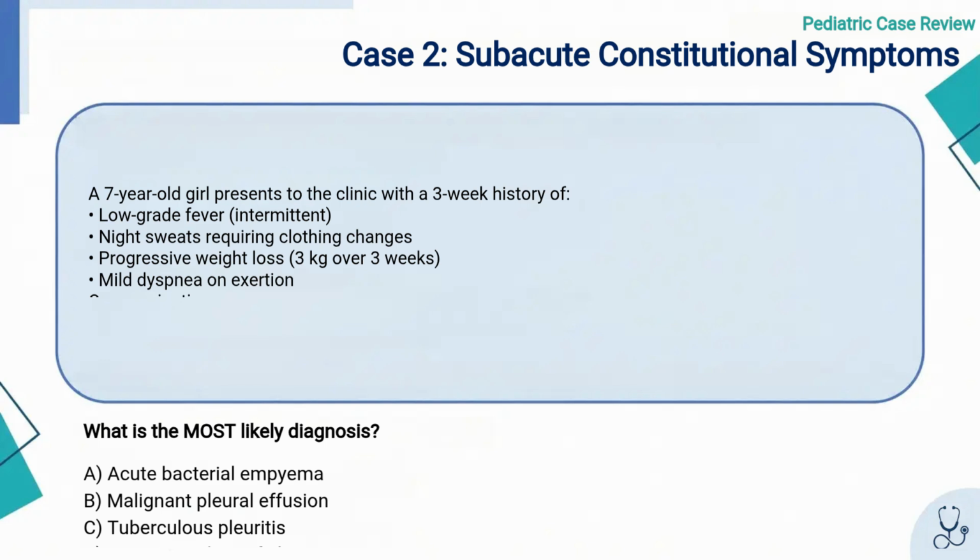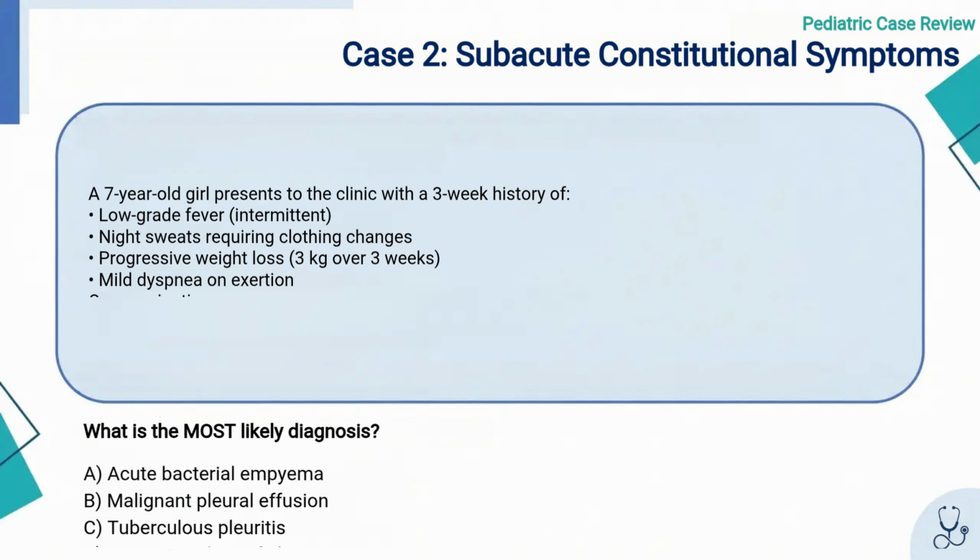Case 2. A 7-year-old girl presents to the clinic with a 3-week history of intermittent low-grade fever, night sweats requiring clothing changes, progressive weight loss of 3 kilograms over 3 weeks, and mild shortness of breath on exertion. On examination, she appears mildly ill but alert, with dullness to percussion over the left lower chest, decreased breath sounds on the left side, and no acute respiratory distress.